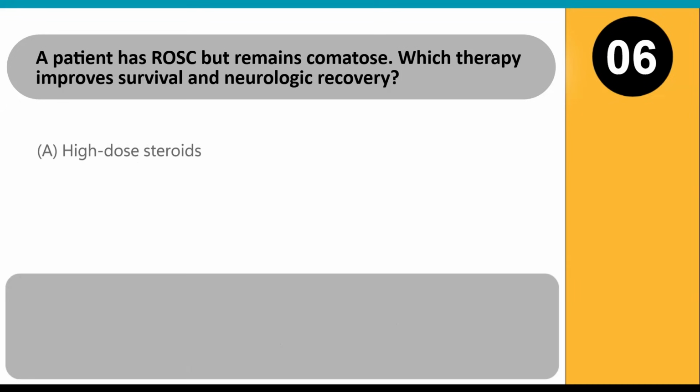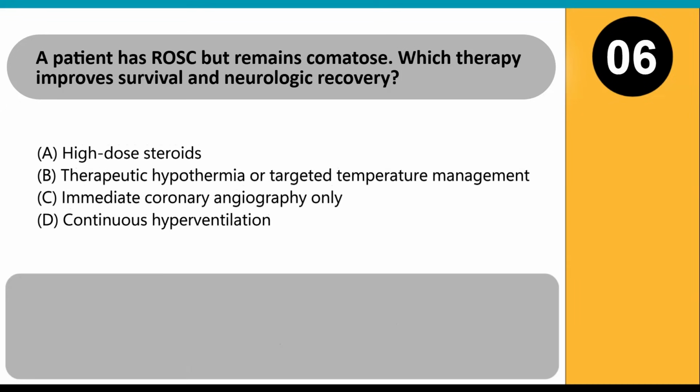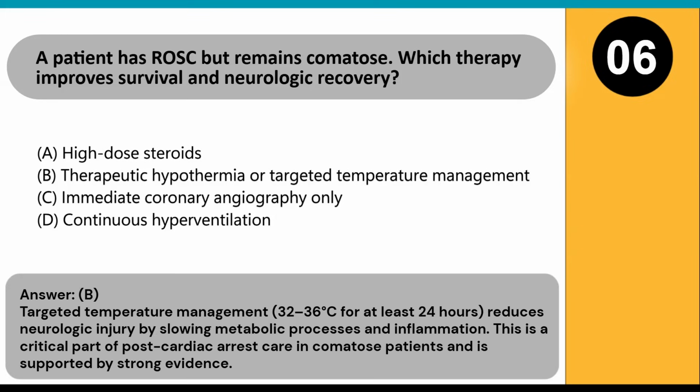A patient has ROSC but remains comatose. Which therapy improves survival and neurologic recovery? A. High-dose steroids. B. Therapeutic hypothermia or targeted temperature management. C. Immediate coronary angiography only. D. Continuous hyperventilation. Answer B.